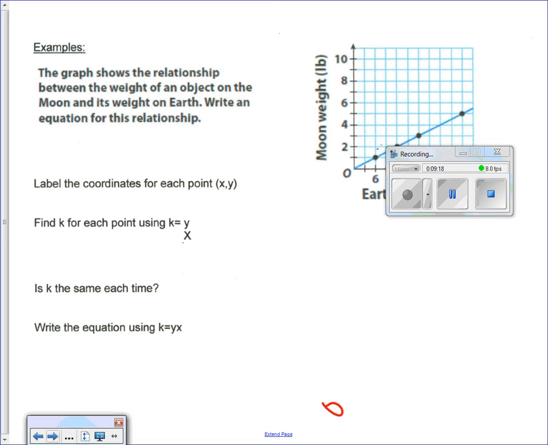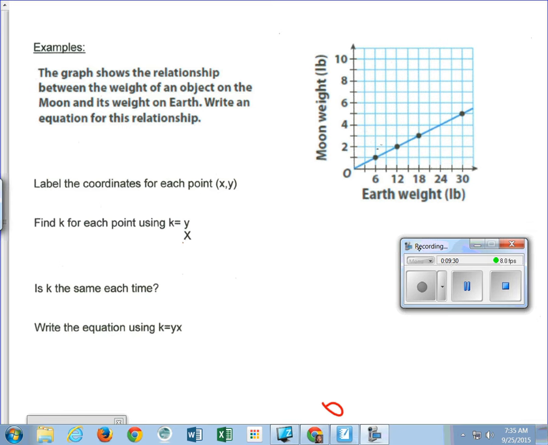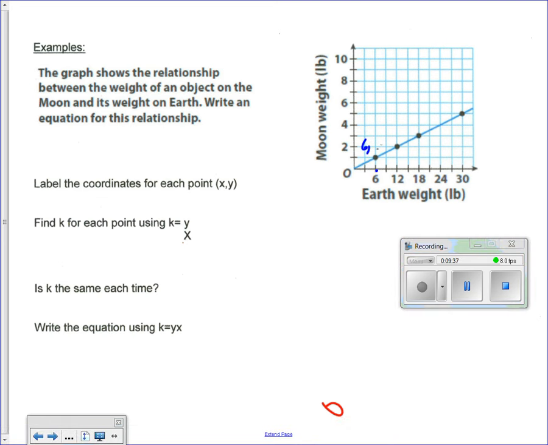Okay, so let's go to the next one. Let's look at this example. The graph shows the relationship between the weight of an object on the moon and its weight on Earth. Write an equation for the relationship. So what we want to do is label each point so we can find the ratio. This one goes by 6. It looks like 3, so that's 36. Goes up, that's 2, so that's 1. 6, 1. Then we're going to have 12, 2. Third is 18, 3. And the last is 30, 5.